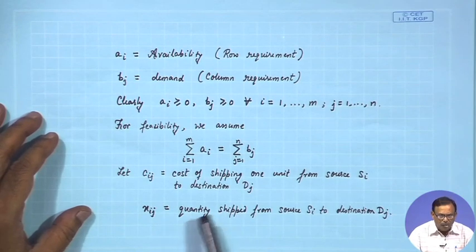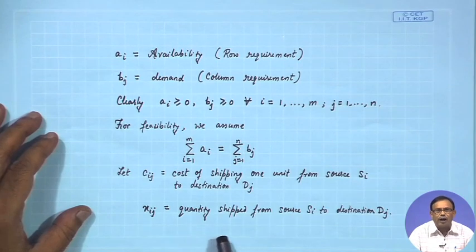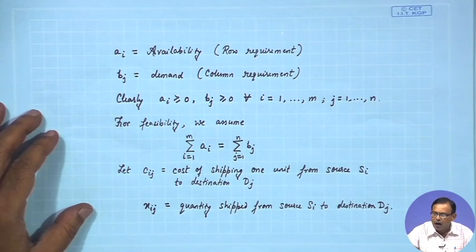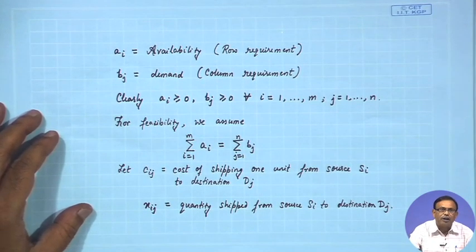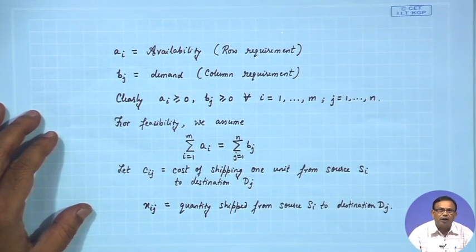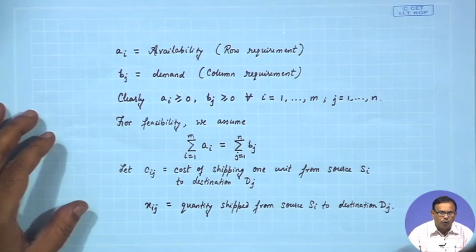Similarly, x i j we are assuming as the quantity shipped from source S i to destination D j. So, x i j is the quantity shipped from source S i to destination D j, whereas C i j is the cost of shipping one unit from source S i to destination D j.